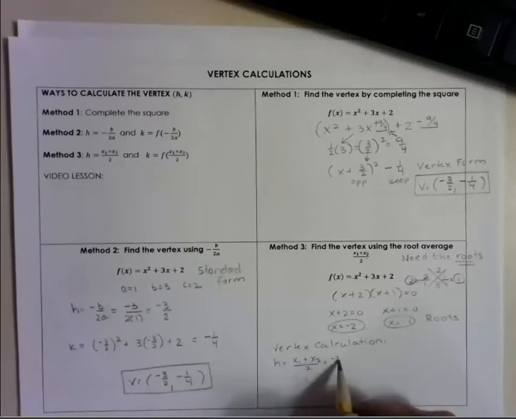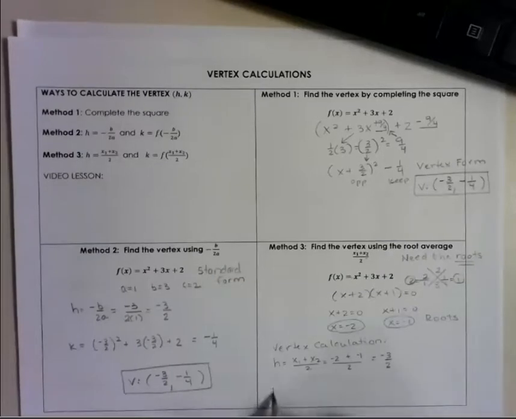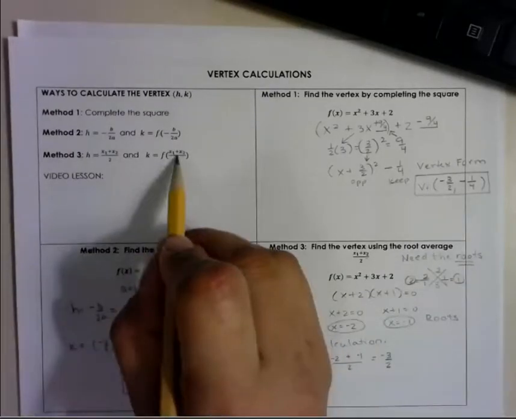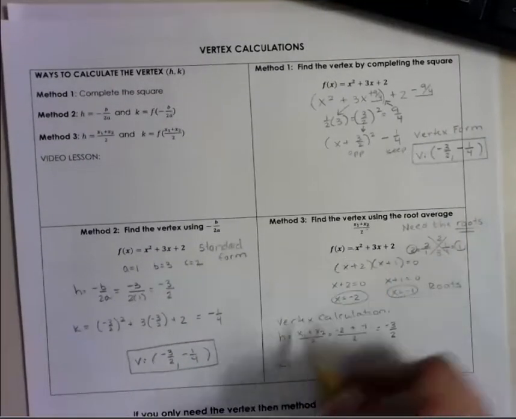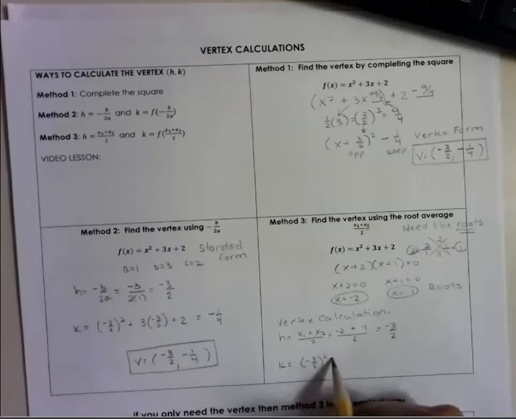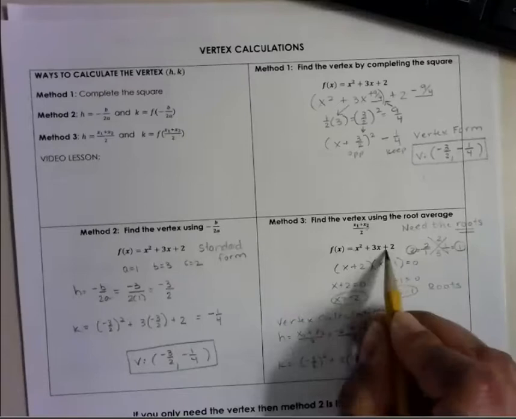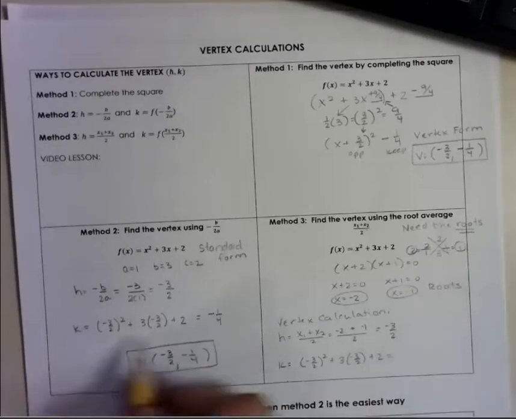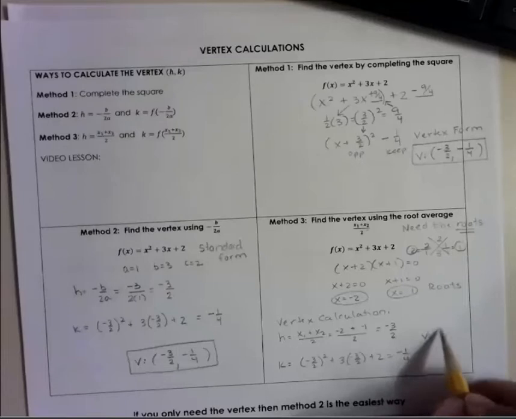x1 is negative 2 plus a negative 1 over 2. That gives me negative 3 over 2. And k, you've got to plug it into the function. And once again, we're going to end up doing this. So this h is going to go into the function. So you're going to square it, plus 3 times the value of x, which is negative 3 over 2, plus 2. And you'll notice this is the same thing as this one, so it's going to equal negative 1/4. So your vertex is negative 3 over 2, negative 1/4.